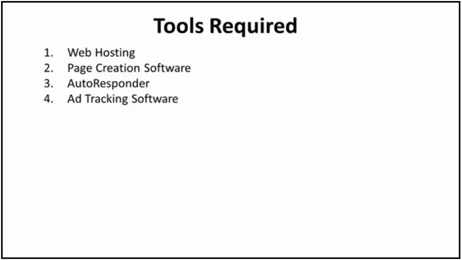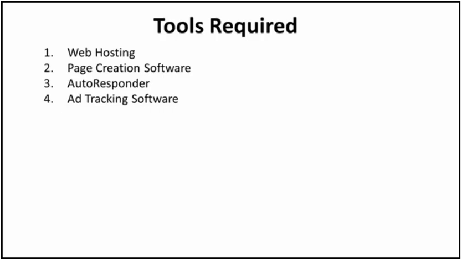And then number four, I guess number four is the only thing you could potentially do without, but I do not recommend it. You really need ad tracking software. You need a way to track the number of clicks that are coming to your pages, how many people are opting in. If you can't track how effective your sales funnels are, you don't know what to change, you don't know what to tweak, and you're marketing blind, and that's obviously not something you want to do.